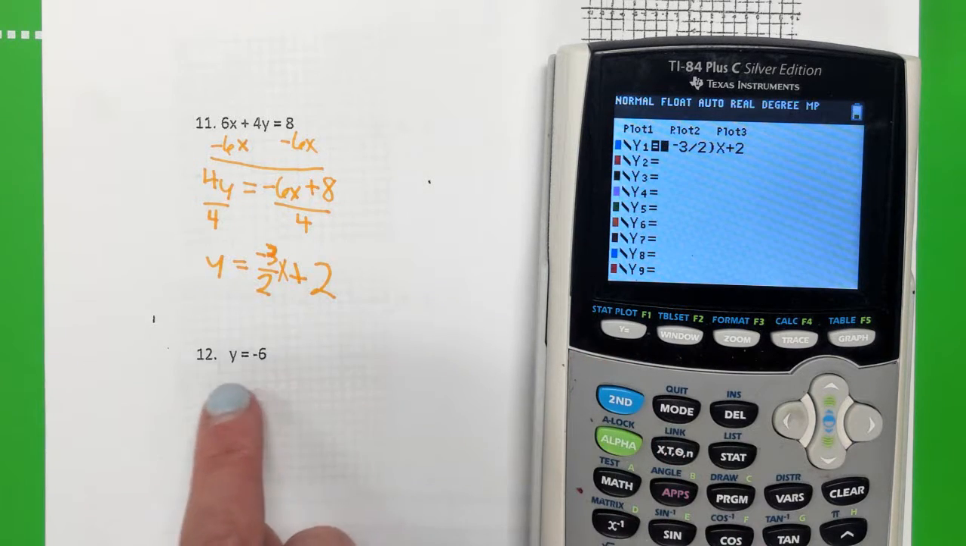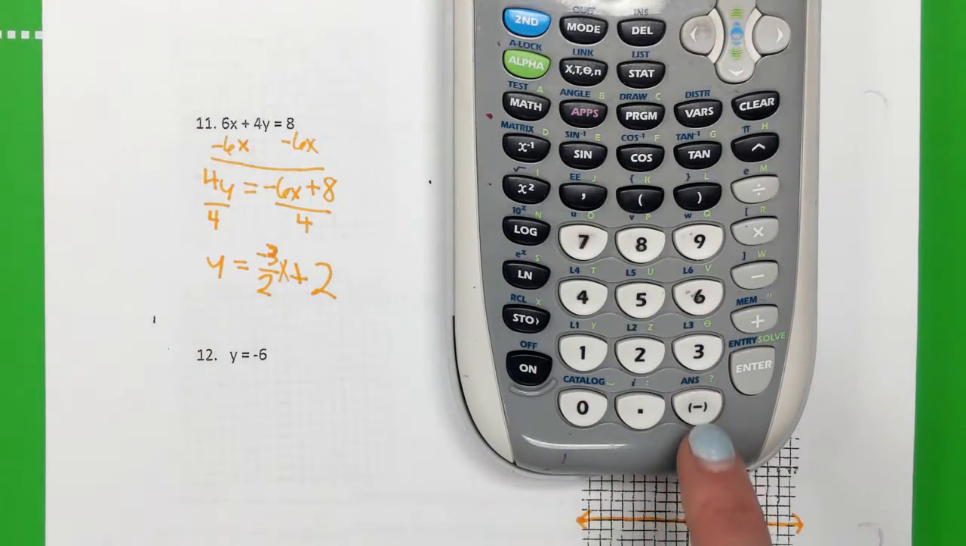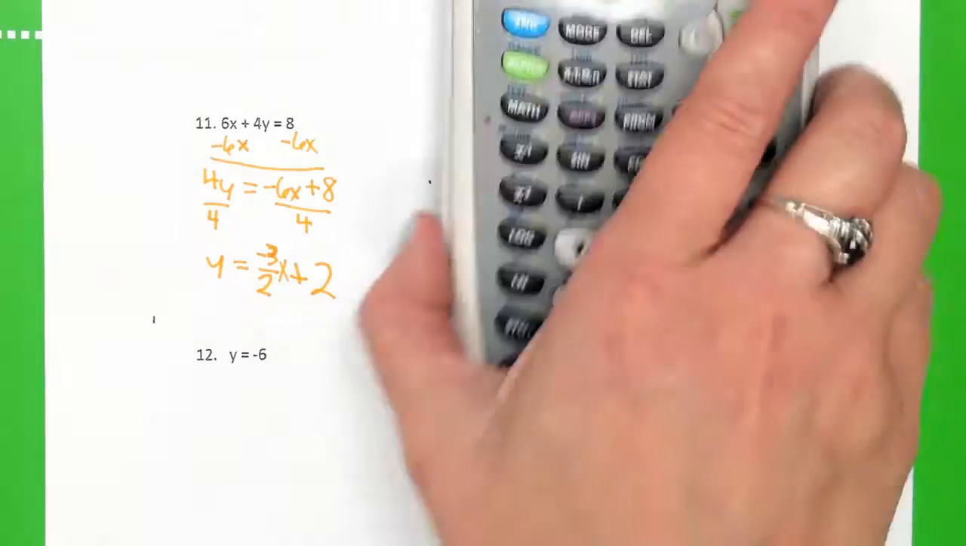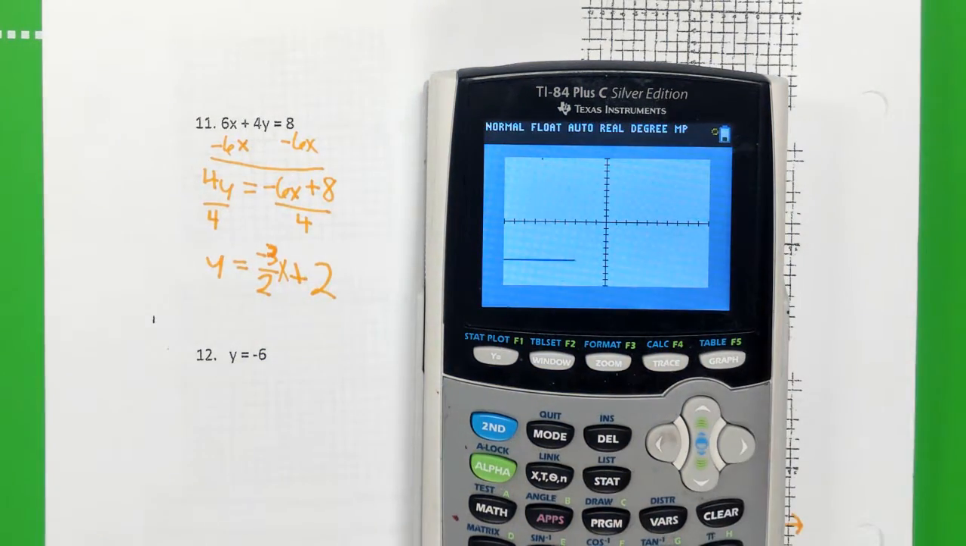All right, what about number 12? Number 12, what do we type in? Just negative. Make sure you hit the negative button way down here, okay? Hit the negative button. And then hit graph. Magic! Y'all okay? Yeah?